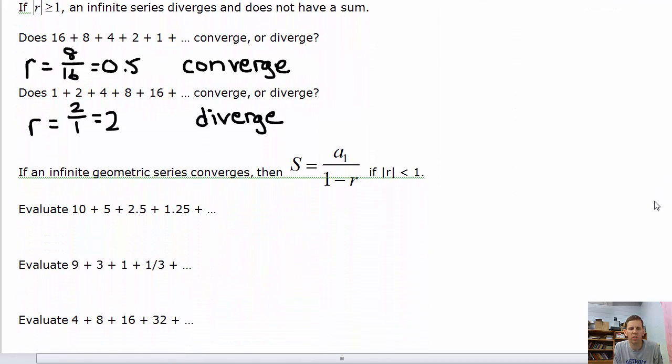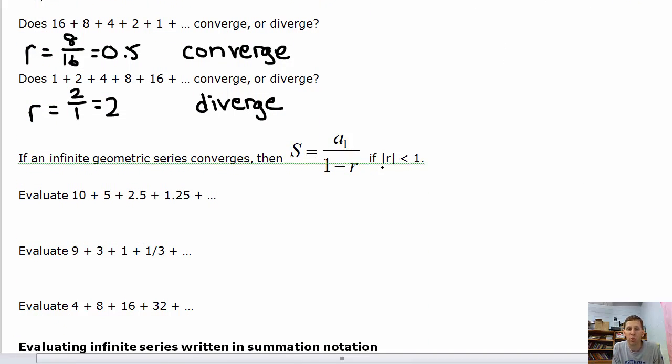So let's use this formula and see what you get. By the way, this formula is only valid when the absolute value of r is less than 1, so you can only use it when r is between -1 and +1. For example, here's a series of numbers and it says plus dot dot dot. This is an infinite series. It continues on forever and ever.